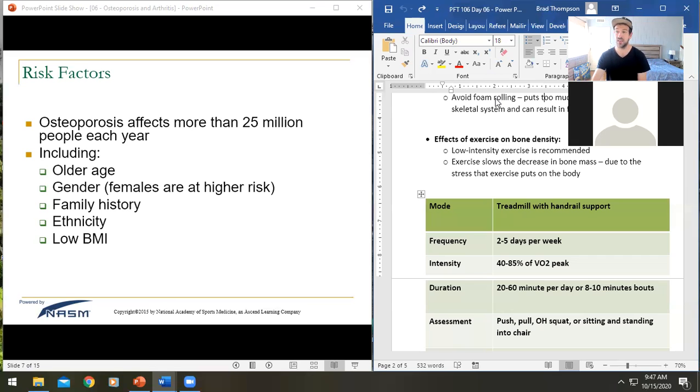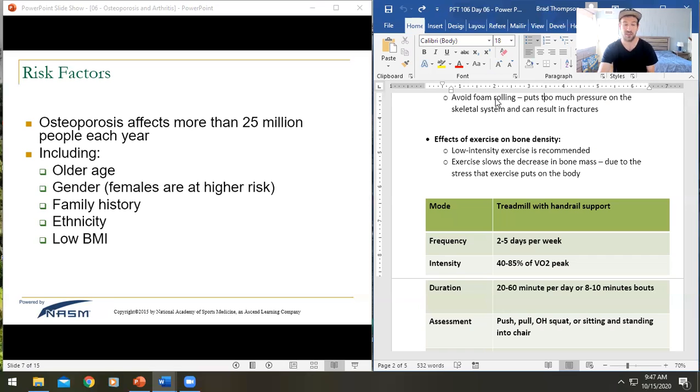So we do know that sometimes ethnicity plays a role in that. We will see greater bone density and less bone density depending on what population we're in. And with low BMI, we actually see that being underweight is a warning factor for bone density issues. And this comes from two places.